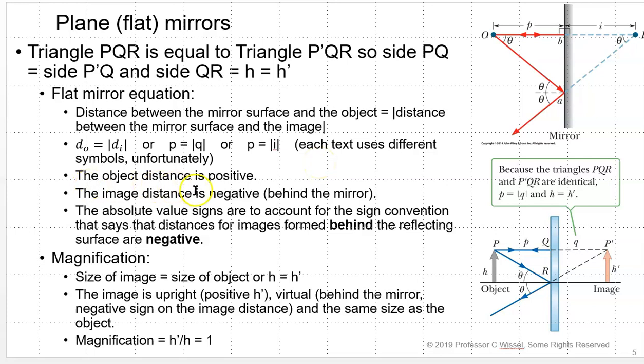Now, the object distance is positive because it's in front of the mirror. The image distance is negative because it's behind the mirror. The absolute value signs are there to account for the sign convention, and that says that distances for images formed behind the reflecting surface are negative.